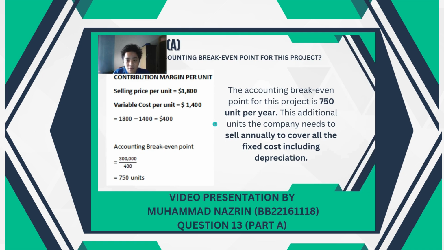The company PC Forever must sell 750 units annually to cover all the fixed costs, including depreciation. That's all for me.